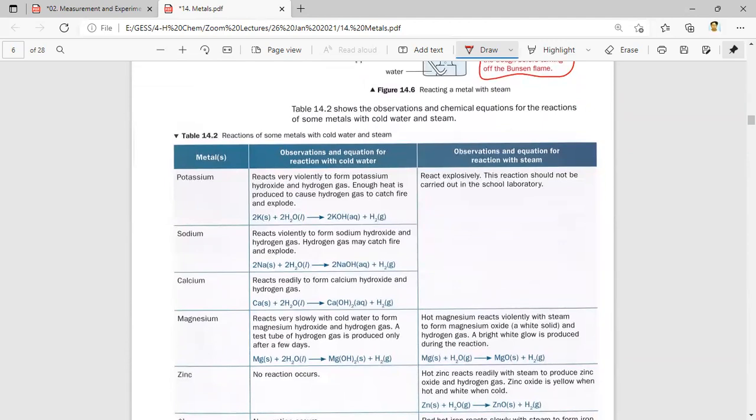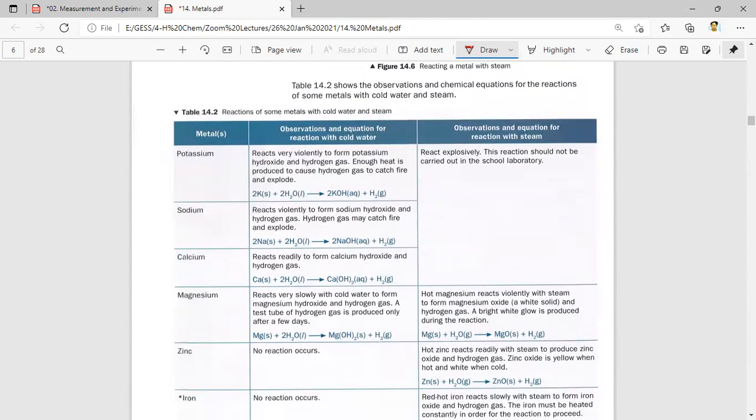So let's ignore the second column first and look at the first column, cold water. When potassium reacts with cold water, look at this keyword here: potassium reacts very violently. What's the next part? Enough heat is produced to cause hydrogen to catch fire and explode. When you hear this, you know this reaction must be very vigorous, very reactive. Compared to sodium, what's the word they used that's different? Instead of very violently, they say that sodium reacts violently to form sodium hydroxide.